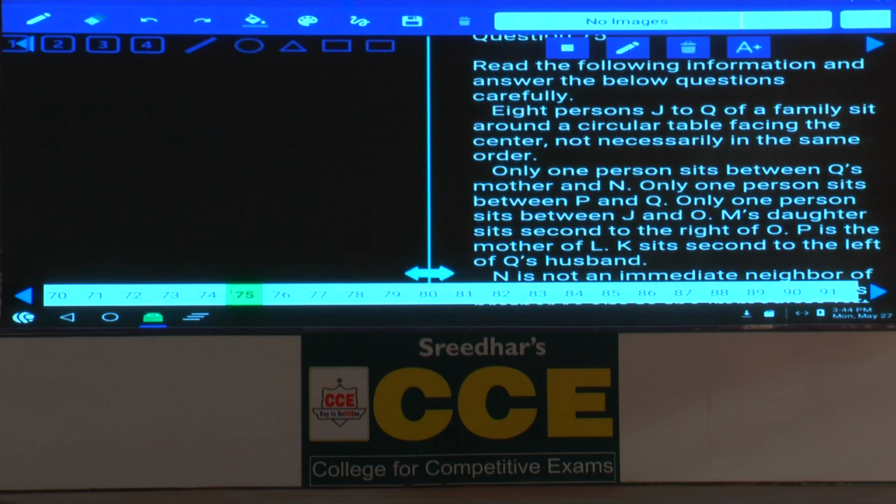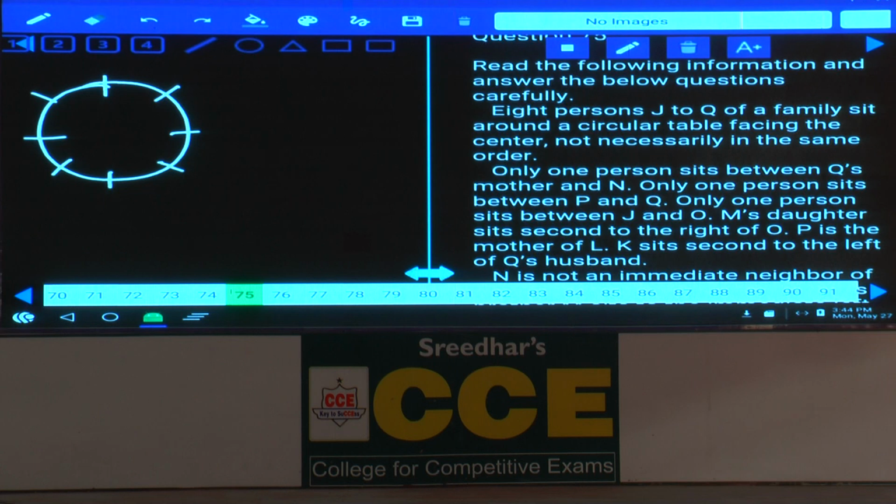J to Q are the 8 persons seated around a circular table facing the center, not necessarily in the same order. The information is clearly specified: all these persons are facing towards the center only. 1, 2, 3, 4 and 5, 6, 7, 8. Then only one person sits between Q's mother and N. Between Q's mother and N, how many persons are there? There is exactly one person between Q's mother and N.